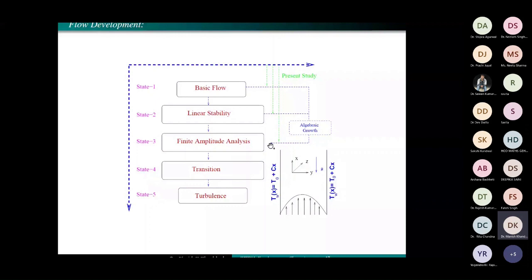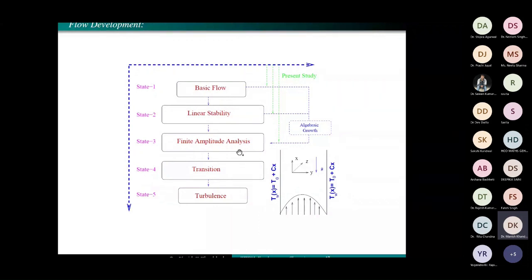So we first take the basic flow, then apply the disturbance, then use the linear stability theory to see the features of the instability mechanism. Then if we are able to capture the reality, it's okay. If we have some problems with respect to the original flow features, then we have to come up with another approach called the finite amplitude analysis or weakly non-linear stability analysis.